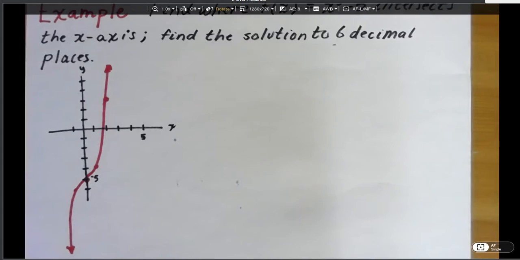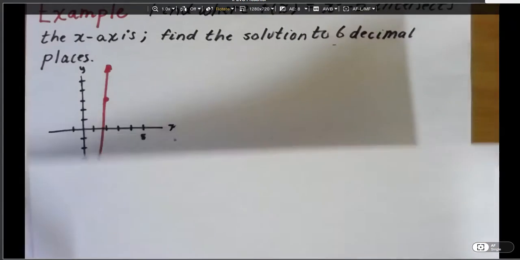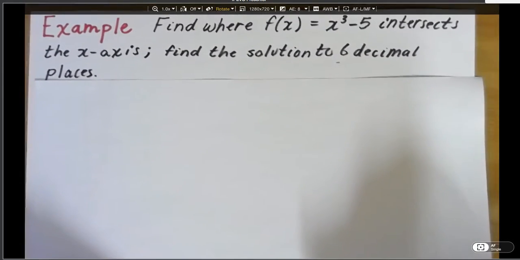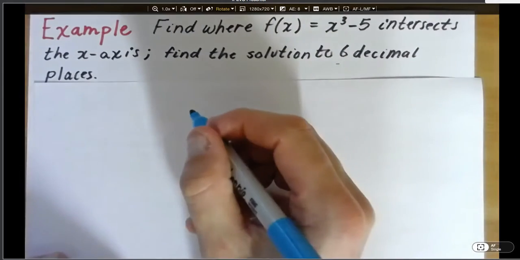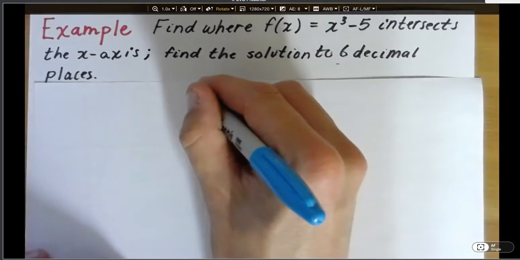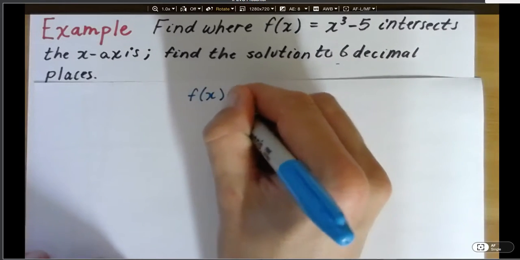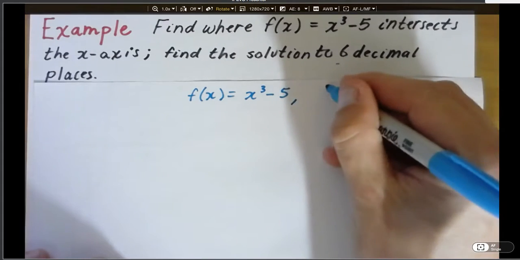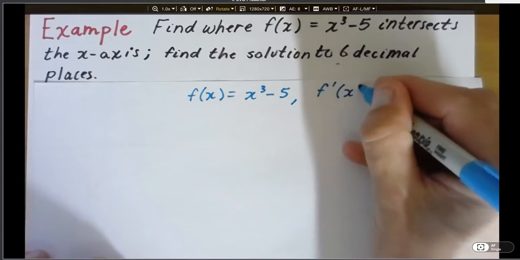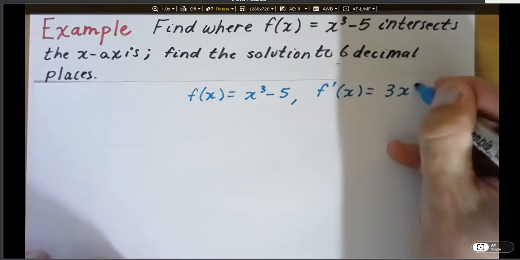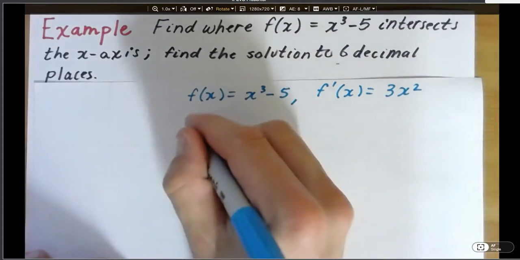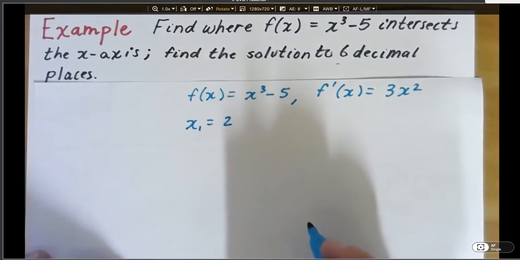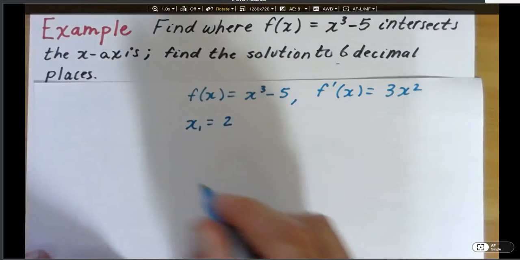Let's look at how we do this problem now. You really don't need the graph from here. We know that f of x equals x cubed minus 5, and using the power rule, f prime is just 3x squared. We're going to choose x1 to be 2. We're estimating, so let's start the iteration. We know that x1 is 2.